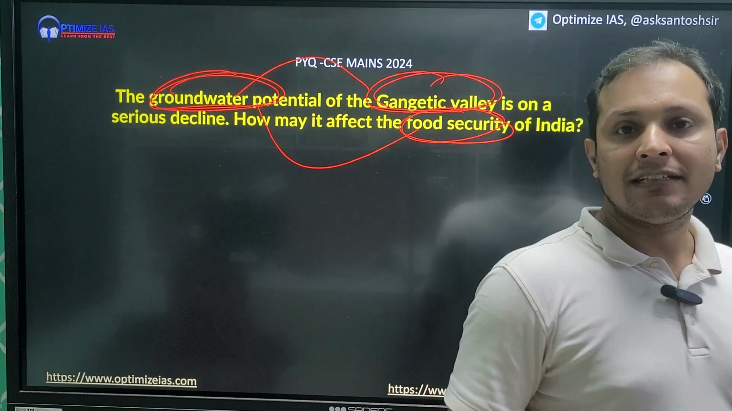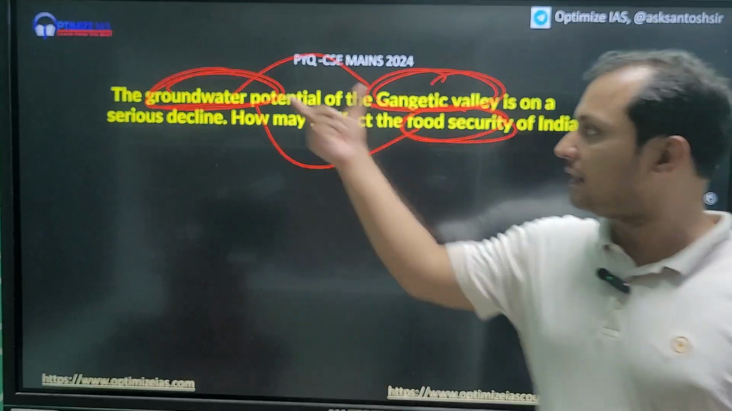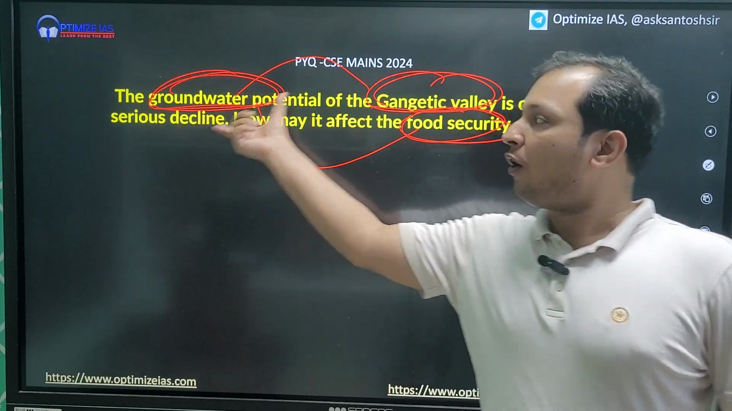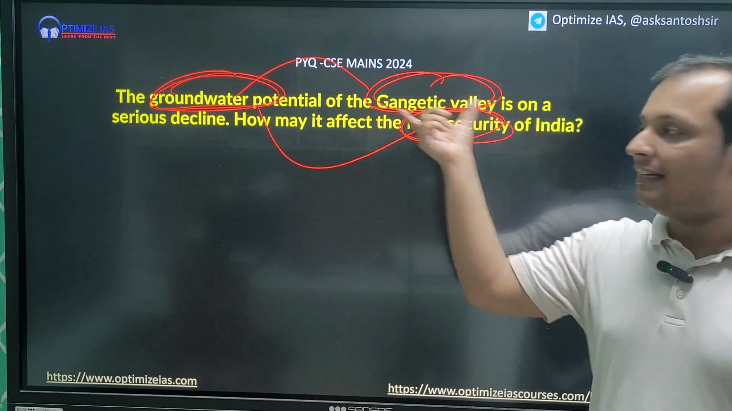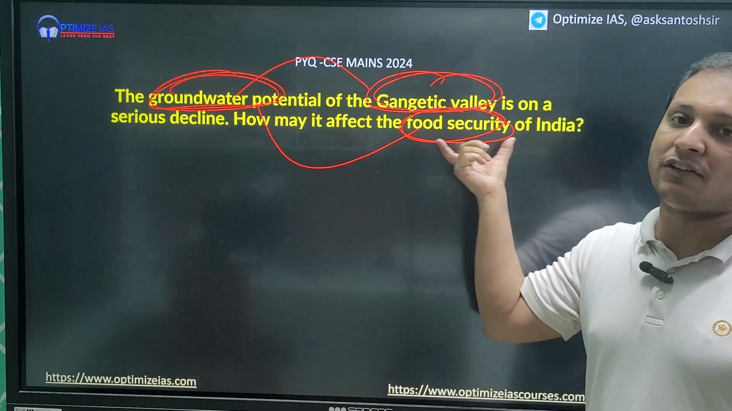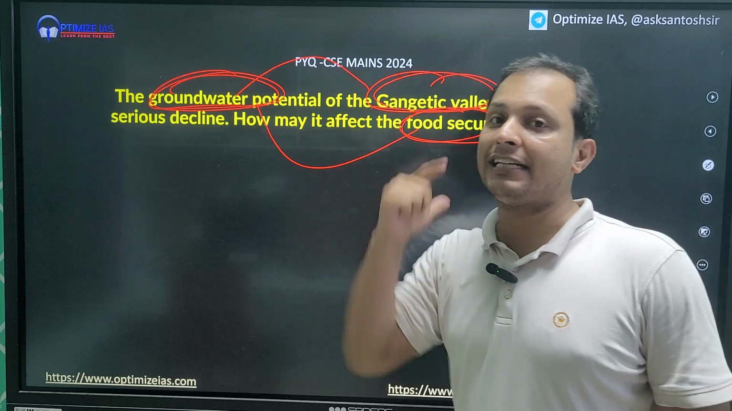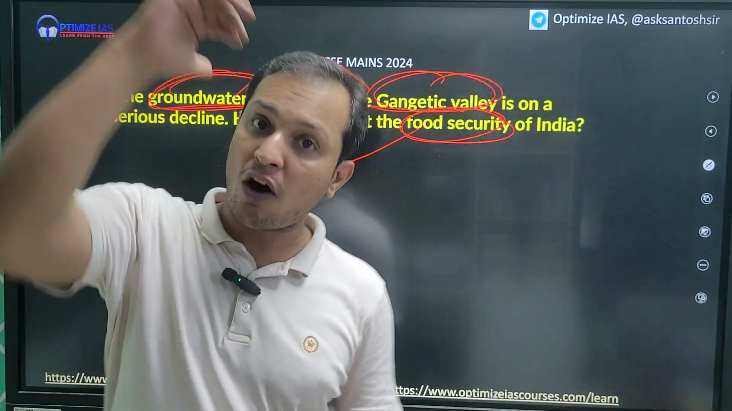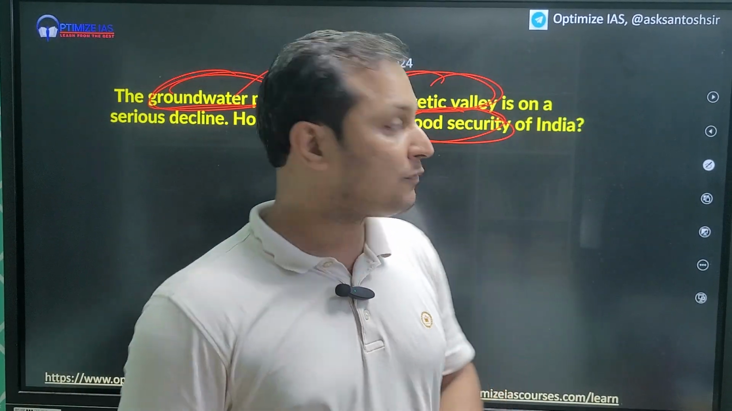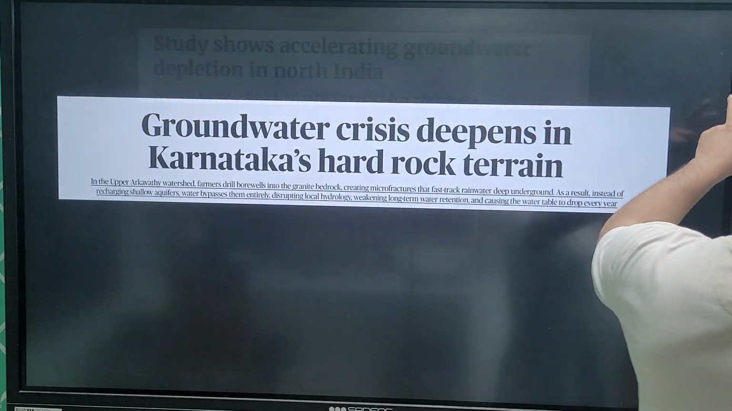And that is the reason they get less marks, because you have to link how groundwater of Indo-Gangetic Valley is linked to the food security of India. Then only you will be able to write an impactful answer on how fall in groundwater is impacting the food security of India. I hope this is very clear to you.